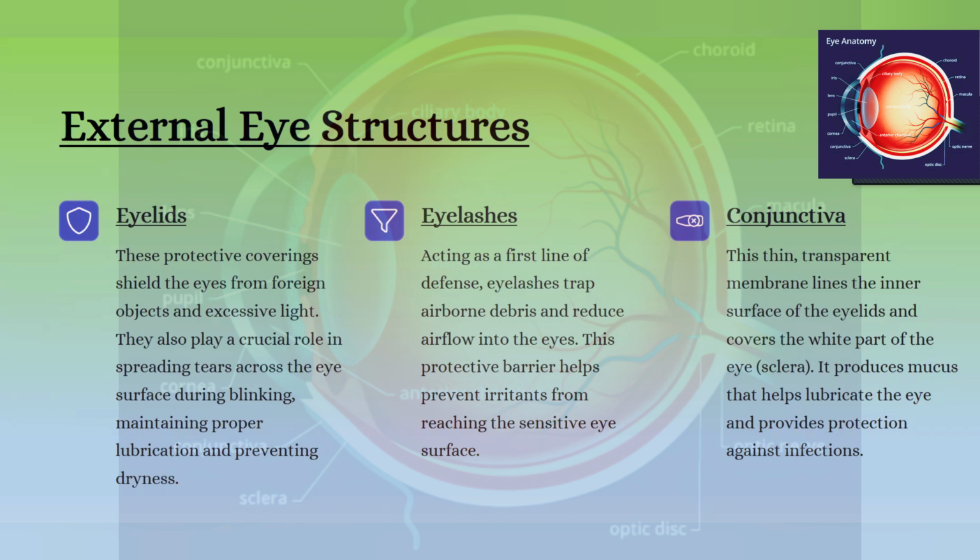Next is your conjunctiva. The conjunctiva is a thin transparent membrane that covers the inner surface of the eyelid and the white part of the eye. Don't confuse it with the sclera. Conjunctiva is just covering the sclera part. It produces mucus, which helps lubricate the eye and provides protection against infection. So this is the first phase. I hope you all got what the external eye structure is.